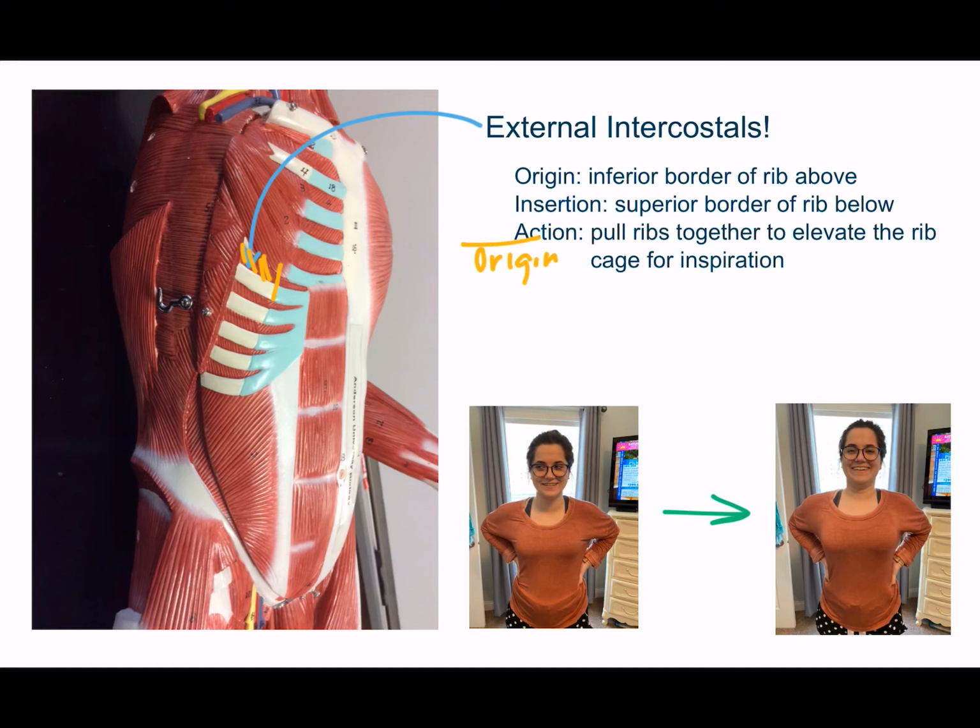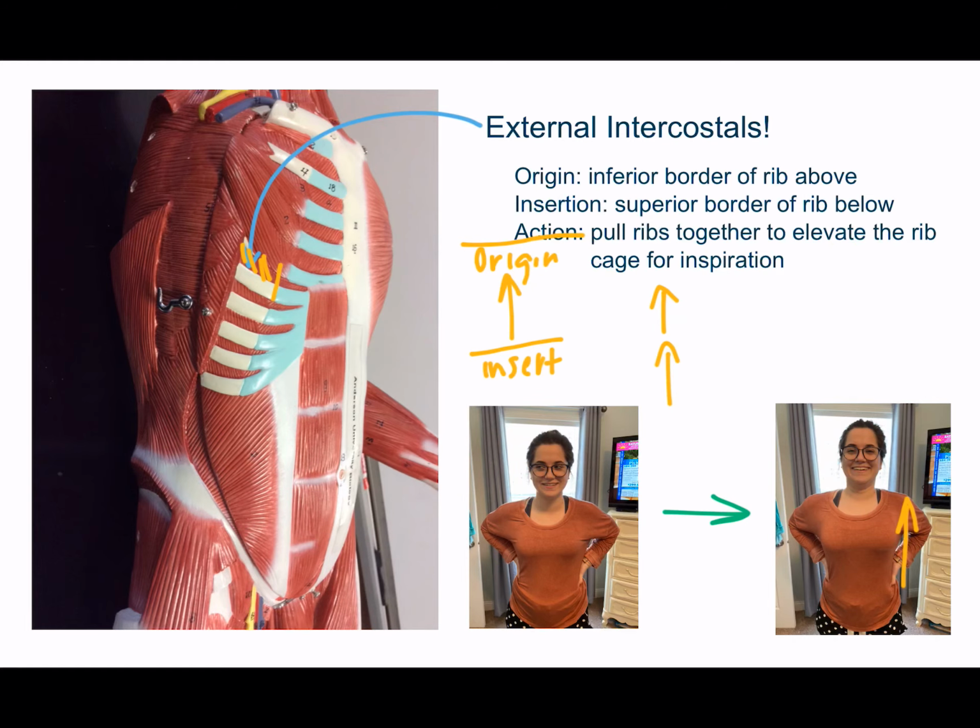So, how do I illustrate this? If they insert right here, they're going to pull the other end of the muscle, the rib, towards the origin, which pulls the ribs together in a chain reaction, and it elevates the whole rib cage for inspiration for you to breathe in. So you can see here how my rib cage is normal, just chilling, and then we move it up to take in more air, as part of it. We're going to find out the diaphragm is the prime mover of inspiration.